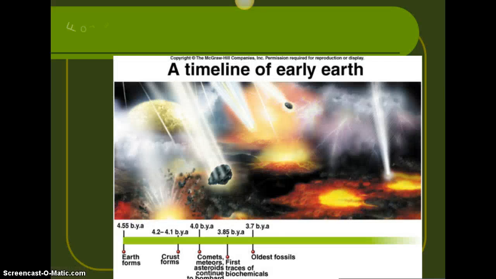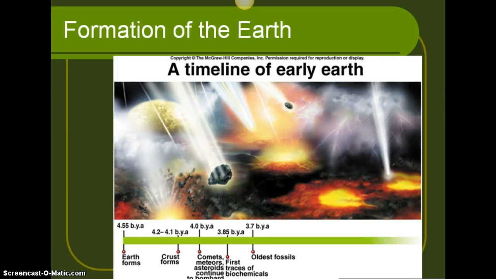So timeline of early Earth, if you're using the notes packet, you have a spot that you can fill this in. So about 4.5 billion years ago, Earth formed. 4.2 to 4.1 billion years ago, the crust formed. 4.0 billion years ago, comets, meteors, asteroids continued to bombard Earth. And then 3.85 billion years ago, first traces of biochemicals, which would be the things we talked about back in chapter 3. So things that could make life. And then 3.7 billion years ago, the oldest life forms, which are recorded through fossil record.